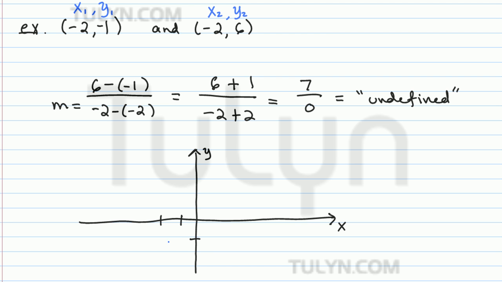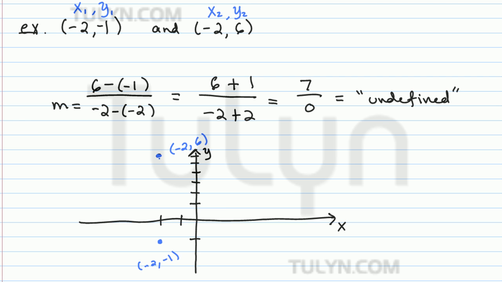So the first point is here, which is negative 2, negative 1. And now the second point is still at x equals negative 2, but it's at positive 6 for the y. So 1, 2, 3, 4, 5, 6. Good thing I got it to fit. So this point, I gotta make it blue, is at negative 2 and 6.